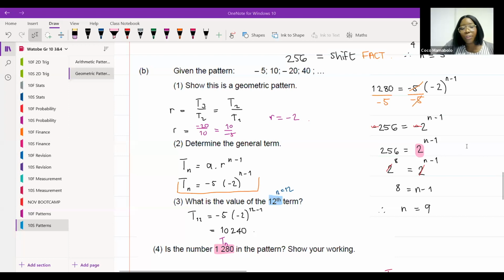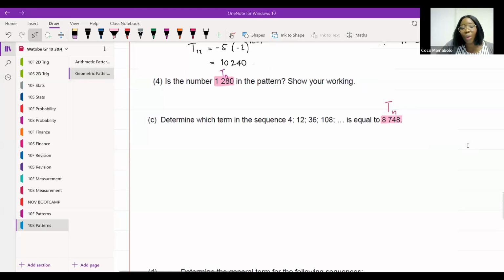Good, Machatzi. One of those things is the general rule. What else do we need? Correct, Sandakate. Beautiful, good. We need the common ratio, and we also need our general rule, Tn.